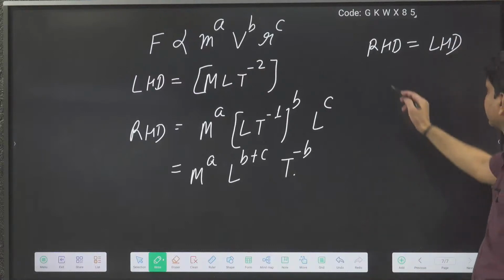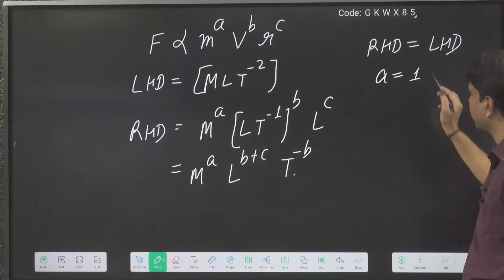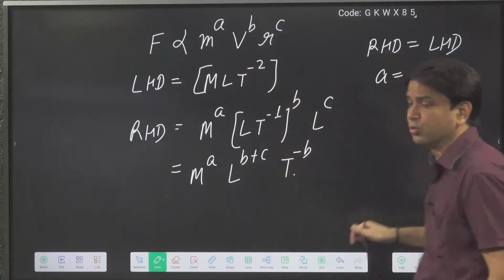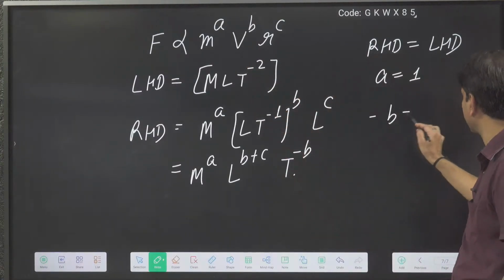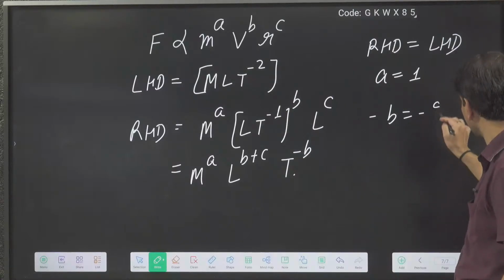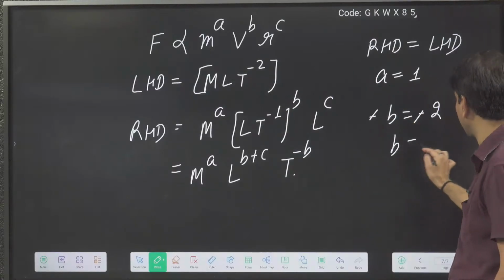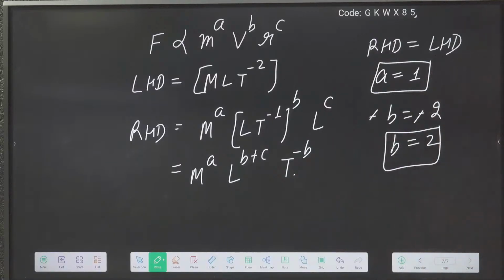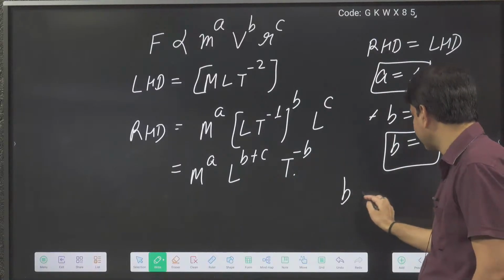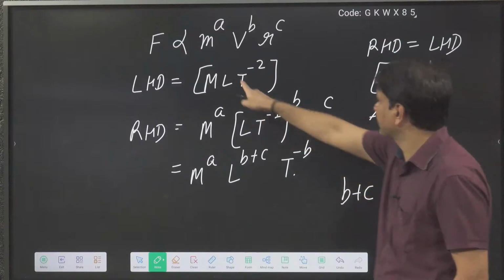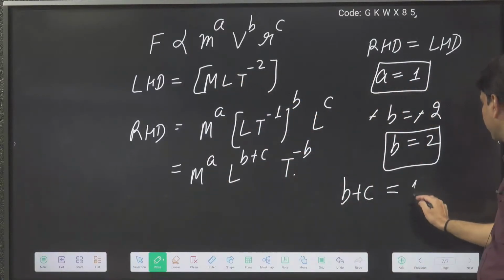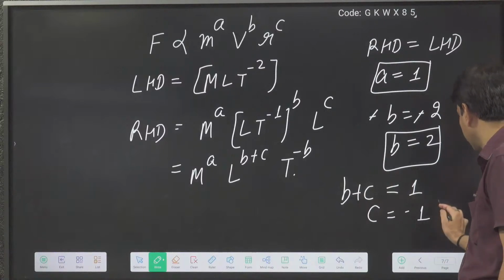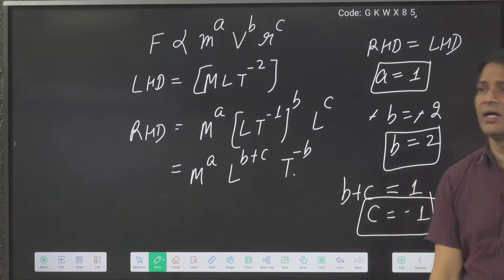Okay. Now I can say a is equal to 1. T to the power, here minus b, here minus 2. Then minus b is equal to minus 2. Minus minus cancel out. What is the b I got? 2. So a I got 1, b I got 2. Now for L: b plus c is equal to how much? L here is 1. So I will put 1, b I got 2, so c I got minus 1. Now I got the three variables a, b, and c.